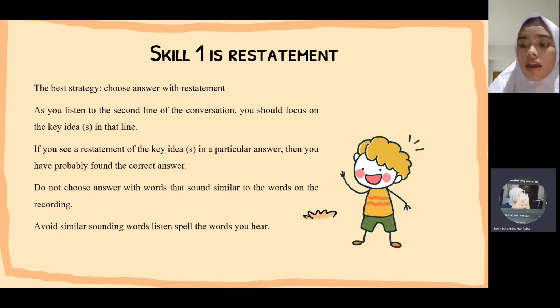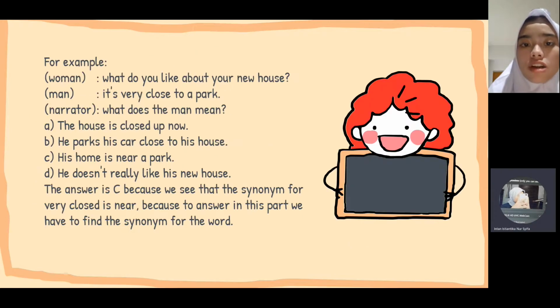And I have an example for this skill. For example, woman and man. Woman: What do you like about your new house? And the man answered: It's very close to the park. Narrator: What does the man mean?